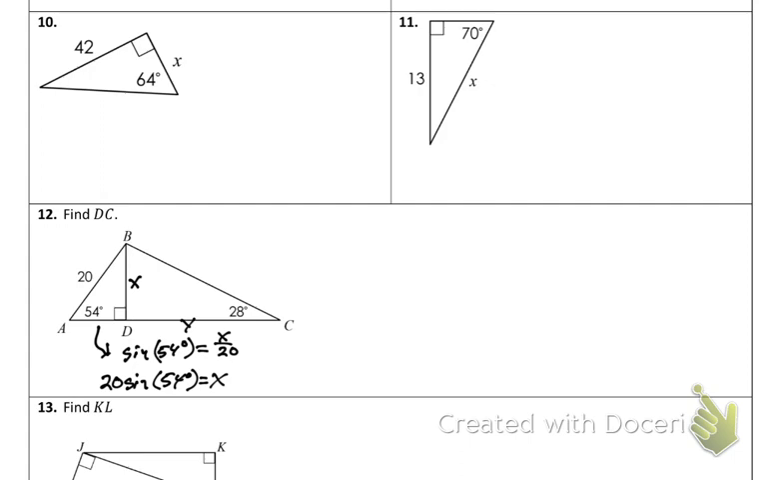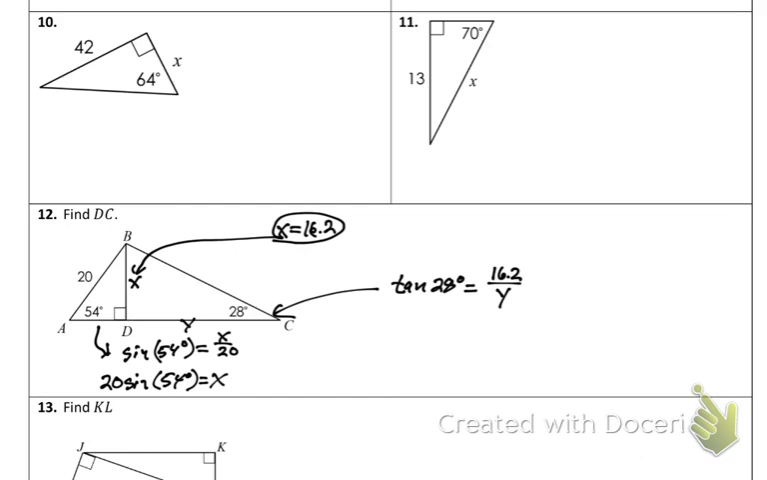What's 20 times sine of 54? I need 20 times sine of 54. 16.2. Say that again? 16.2. Can I get someone else to second that 16.2? So we're good with 16.2. We plug that in there. Now we switch to the other triangle. That other triangle, I would use tangent of 28 degrees, which would equal, TOA is opposite, so that'd be 16.2 over our adjacent, which is y.